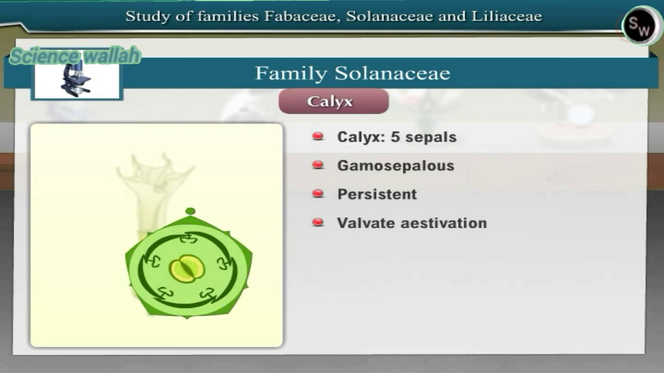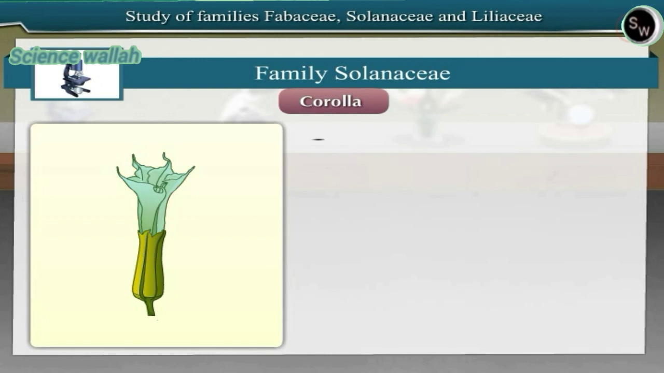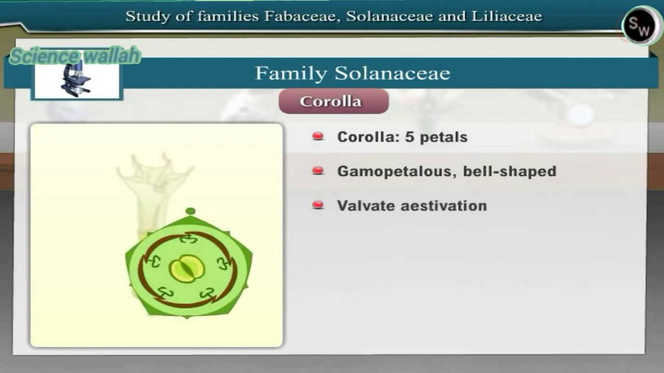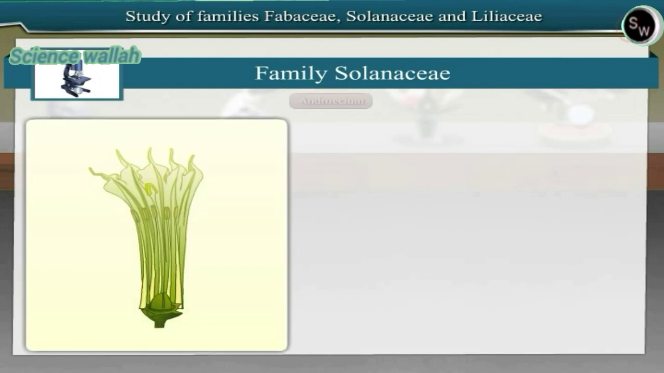The estivation of the members is valvate. In valvate type of estivation, margins of sepals remain in contact with each other or lie close to each other, but they do not overlap. Corolla is made up of 5 petals. Petals are fused, forming gamopetalous bell-shaped corolla. The estivation of corolla is also valvate.